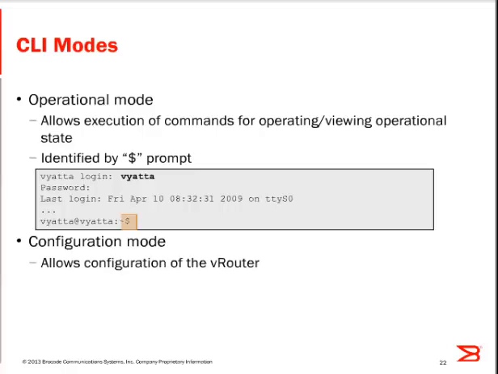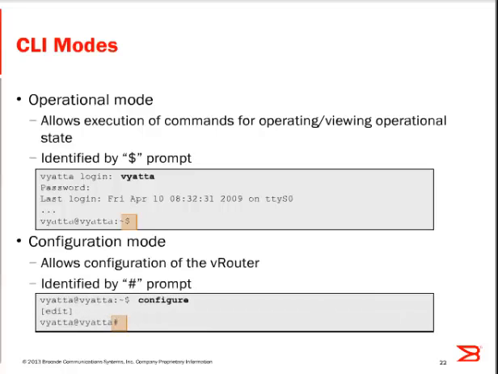Configuration mode is for making changes to the configuration of the vRouter. Configuration mode is identified by the pound or hash symbol at the end of the prompt. We'll get to configuration mode soon, but first let's explore operational mode.